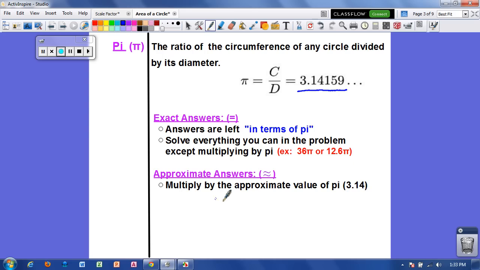Now, if we are going to find an approximate answer, that means we will multiply by the approximate value of pi, 3.14. We say it's an approximate value because pi goes on forever and no one has found the end of it even to this day. So 3.14 means it has been rounded to the hundredths place, so it is an approximate value.